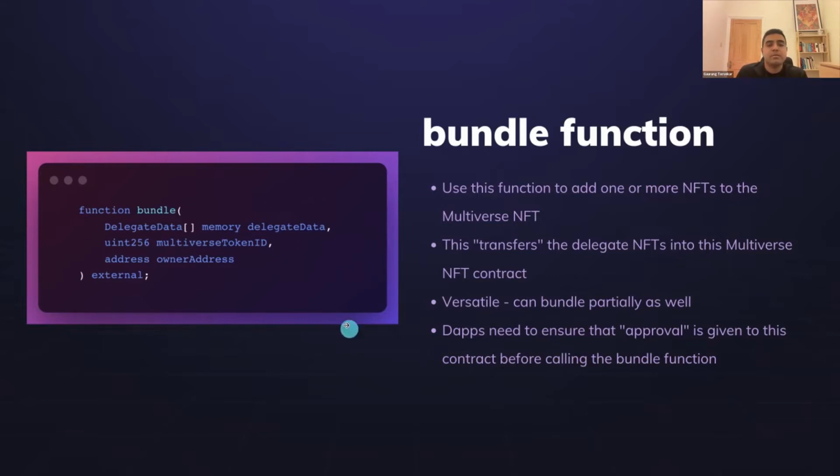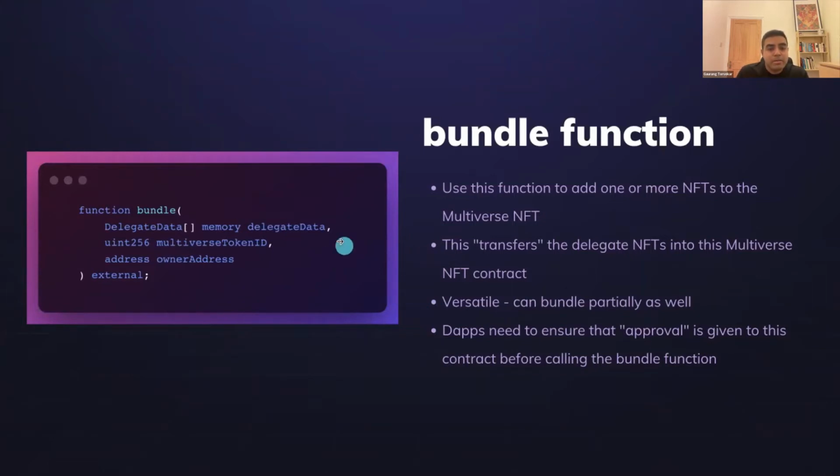So what will happen is now this multiverse NFT will own all of these delegate NFTs. So in a way, what you're doing is you're passing the ownership and the relationship from the individual metaverses to the top level NFT, which is the multiverse NFT.